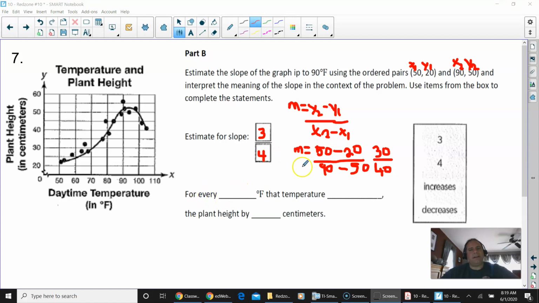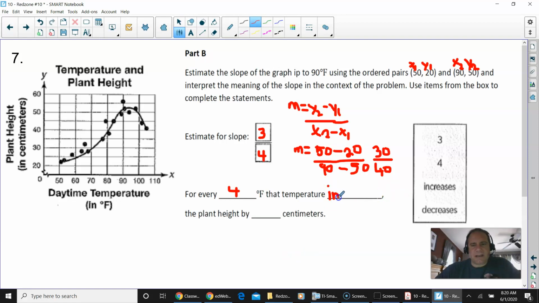So taking a look at this right here, they want you to use these choices, the items from the box. For every blank Fahrenheit of degrees, the temperature blanks the plant height by blank centimeters. Something's missing here, but we're just going to do the best we can. So for every, and then this Fahrenheit. So Fahrenheit's the X. So here's your X. For every 4 degrees Fahrenheit, the temperature increases, as temperature's increasing. So we're going to put increase right here.